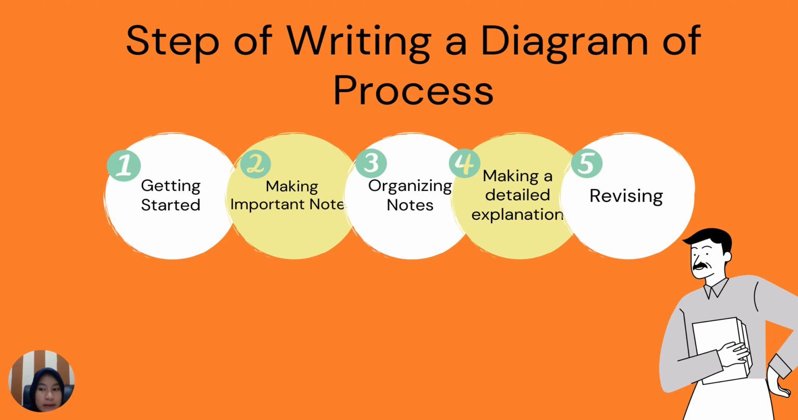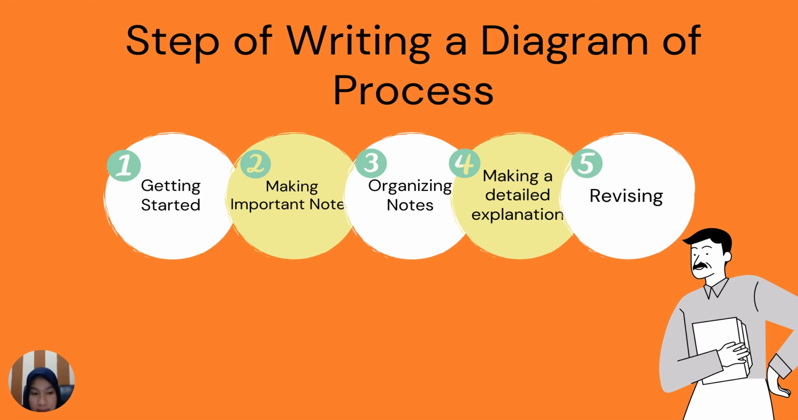And the next step is making important notes. Before writing, making notes of the important parts of the process or event is very useful and should be done. In making notes, keep these things in your mind. What materials, equipment, and tools are used during the process. Define specific terms that could be less common to give more understanding to the readers. Where and how long it takes to complete a process or event.